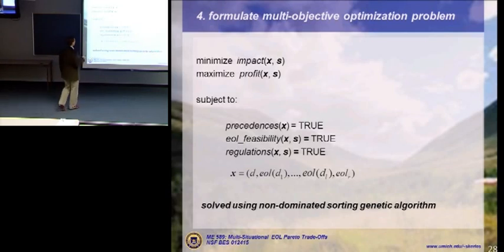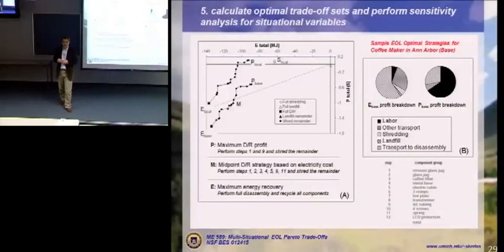And our constraints, for those of you who know a little bit about optimization, you have to have a feasible end-of-life strategy. So your disassembly sequence has to be viable. You can't recycle something that's not recyclable, for instance. So there's a set of constraints here that need to be represented. The precedences, these are the disassembly sequences. Regulations: do you have a WEEE directive or not? And again, we used a genetic algorithm to solve this.